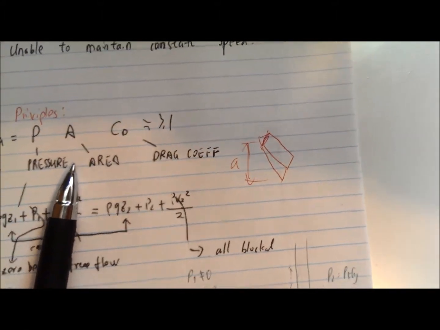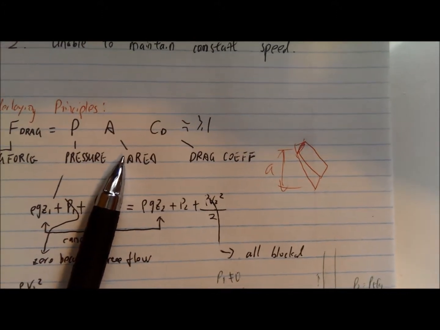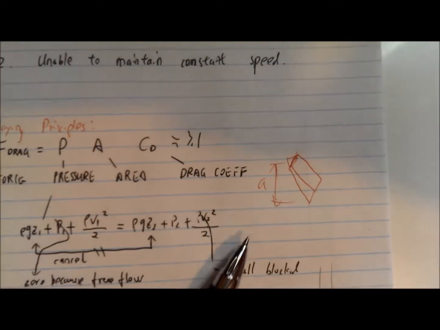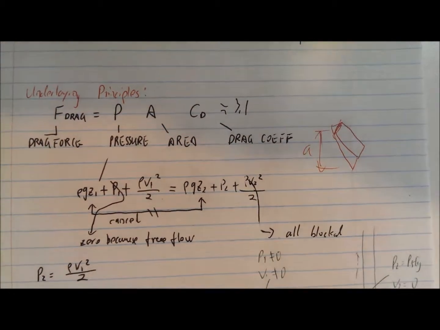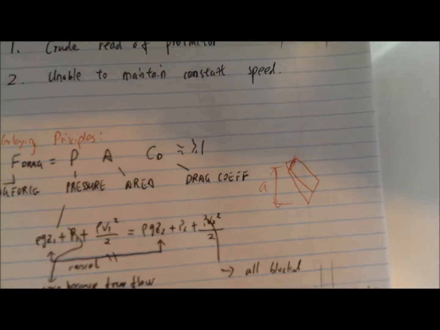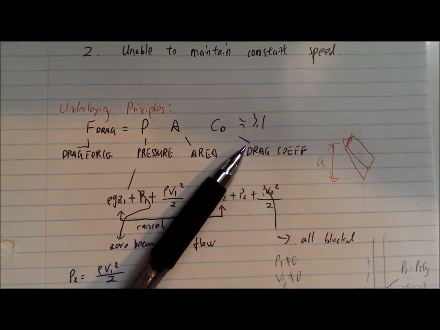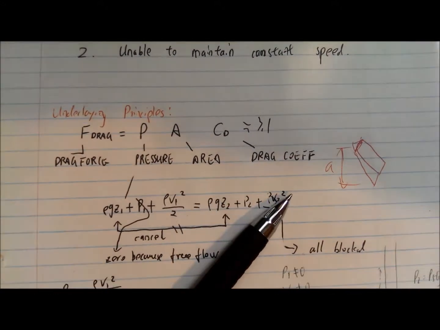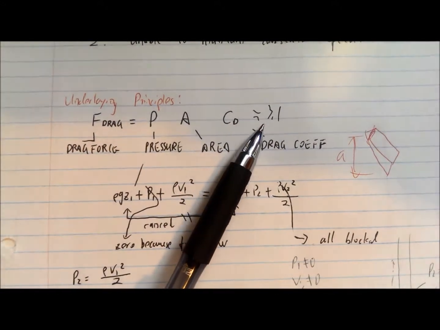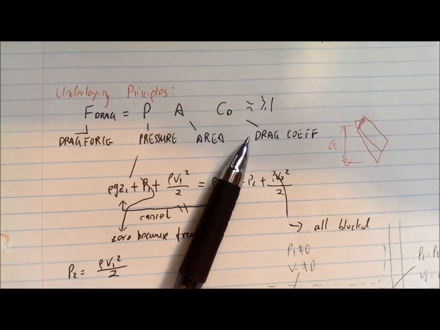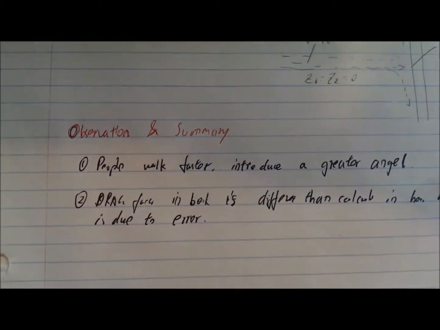The second item is area. Area equals the vertical distance in between and the width. And the drag coefficient is something we can calculate. In our experiment, we get a value around 3.1. And now let's go into the observation and summary.